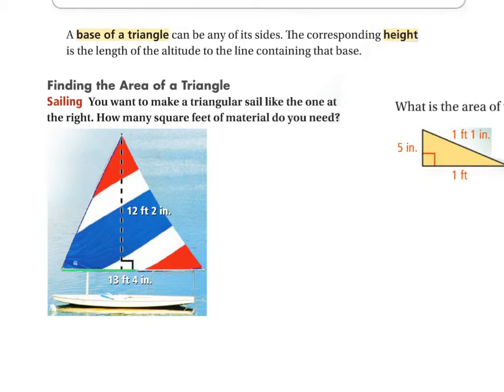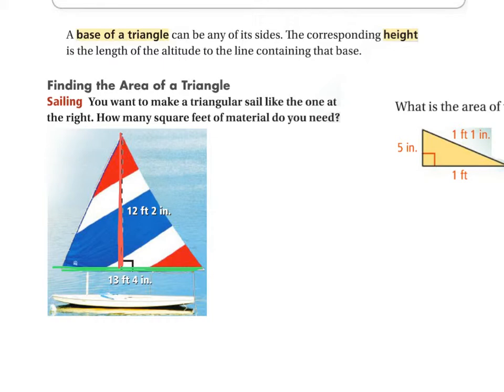13 feet 4 inches. Yep, there's the base of our sail. And the height of our sail? 12 feet 2 inches. The problem with doing this problem is we don't play with mixed units. Okay? We don't play with mixed units. We need to change everything into the same unit. And in my humble opinion, it is always easier to change everything to the smaller unit. That way you don't have to deal with decimal answers. Okay? So, how many inches are in a foot?